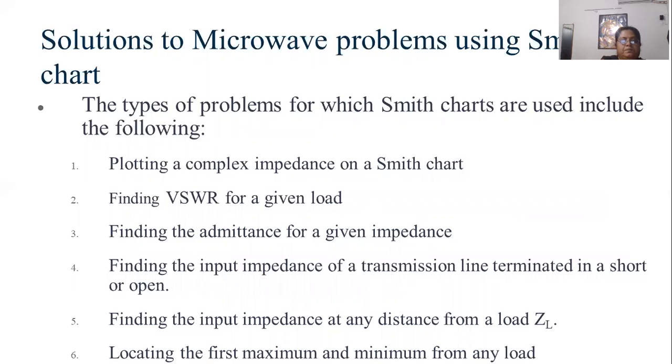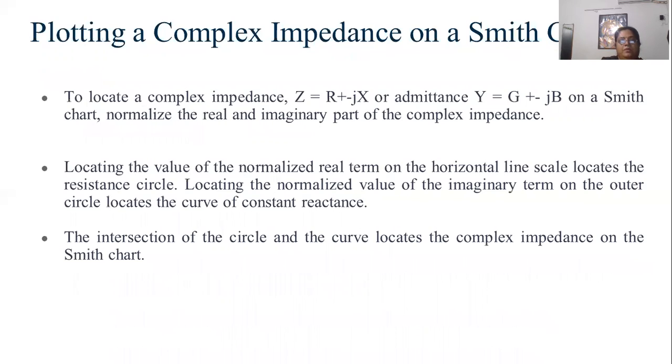As we know, admittance is inversely proportional to the impedance. Now, finding the input impedance of a transmission line terminated in a short or open. Finding the input impedance at any distance from a load ZL. Locating the first maximum and minimum from any load.